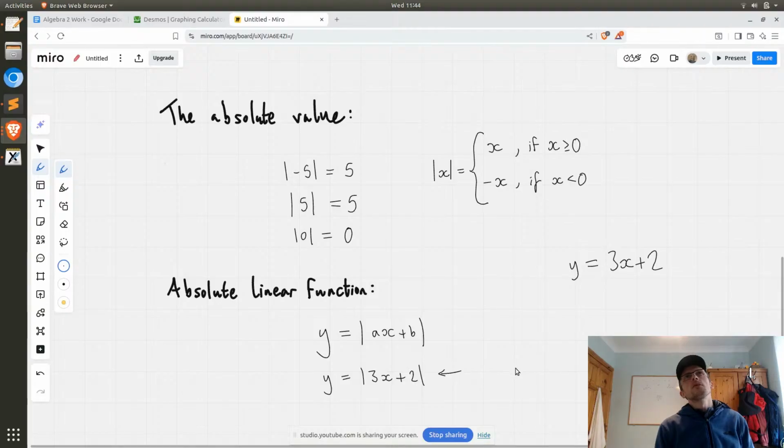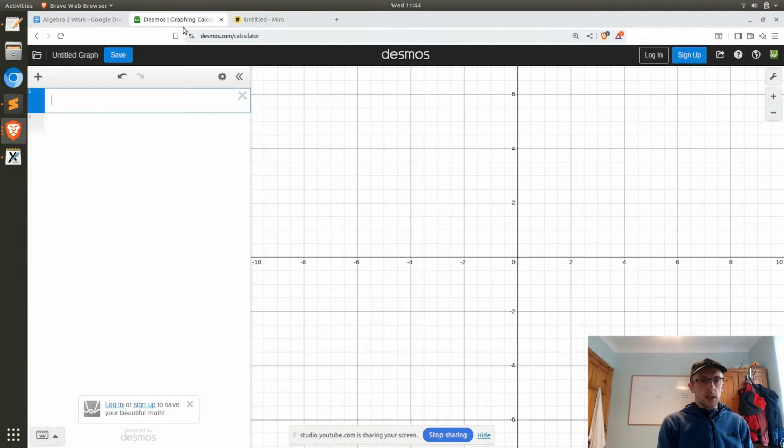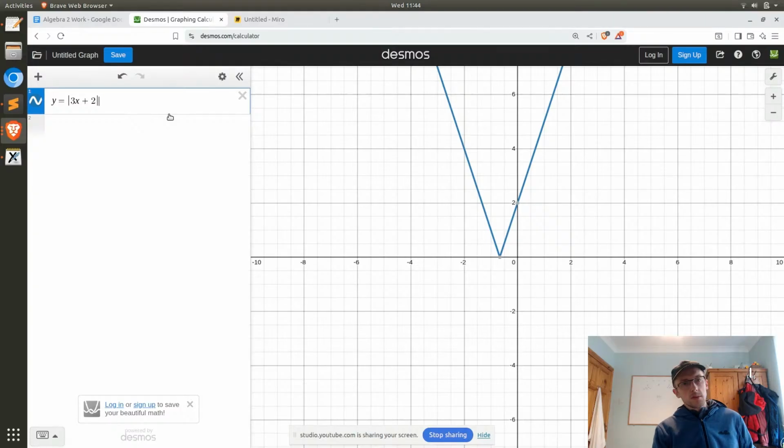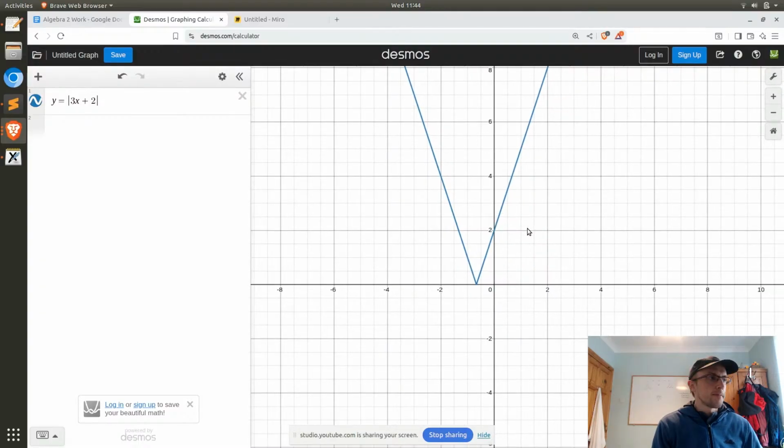So it'll only have positive values. Will it end up looking kind of like a V shape? Exactly. Let's show you. Y equals, you hold down shift, press that button in the bottom left of your keyboard, type 3x add 2, and you close the absolute value sign like that. And here we go. We get the classic V shape of the absolute linear function. I call it an absolute linear function.